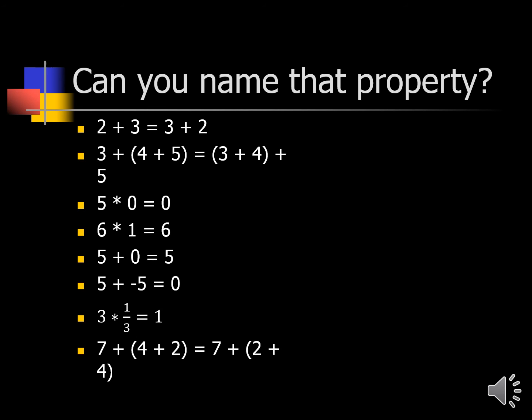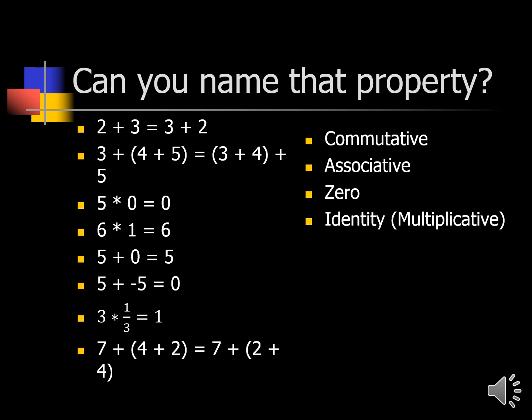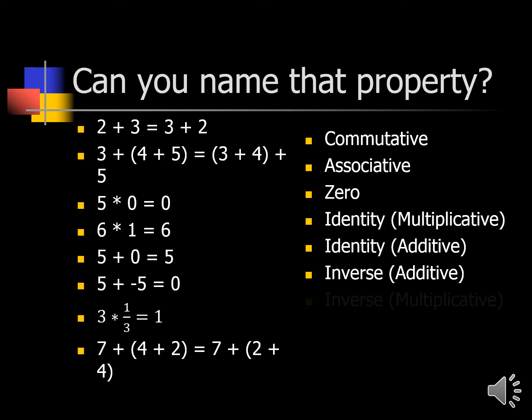The first example is an example of the commutative property. The next one is an example of the associative property. The next one is the 0 property, followed by the identity property using multiplication. Next is the identity with addition. Next is the additive inverse, followed by the multiplicative inverse.